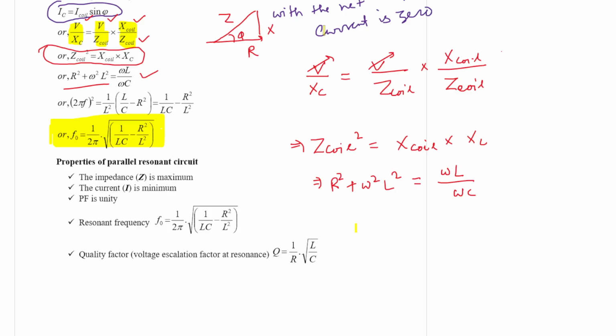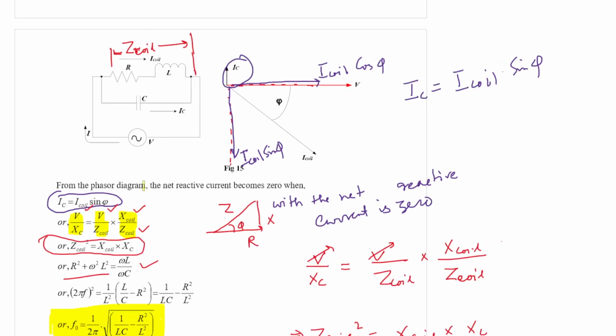Now let us quickly scan through the different properties of the parallel resonance circuit. In this case, impedance is maximum. Impedance for a parallel resonance circuit is maximum. Since the impedance is maximum, current is minimum. Again, power factor becomes unity. Why? Because the net reactive current is 0.